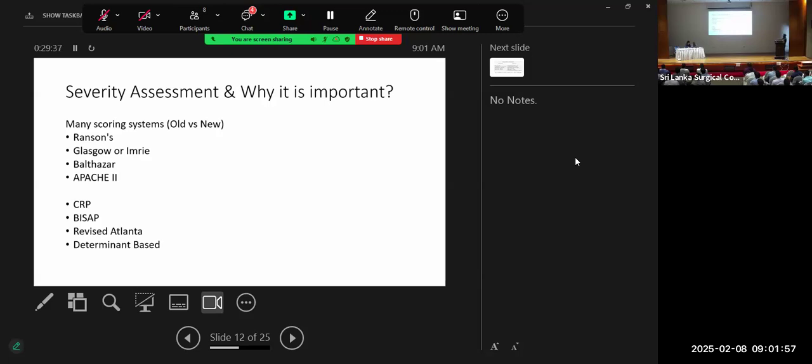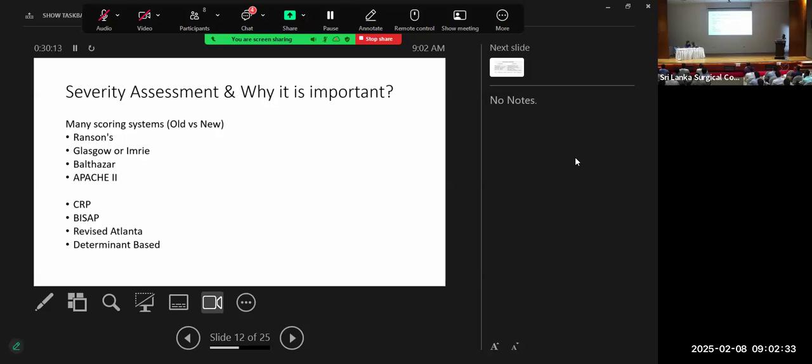Then if you go to CRP and BISAP, they are probably the simplest and easiest to do. BISAP stands for bedside index for the severity of acute pancreatitis. It all stands for the things that you do: B for blood urea, I for impaired mental state, S for SIRS, age, pleural effusion, all those things you can do. You just need to have blood urea and a chest X-ray. Everything else is clinical, letters and white cell count. But they are not very sensitive.